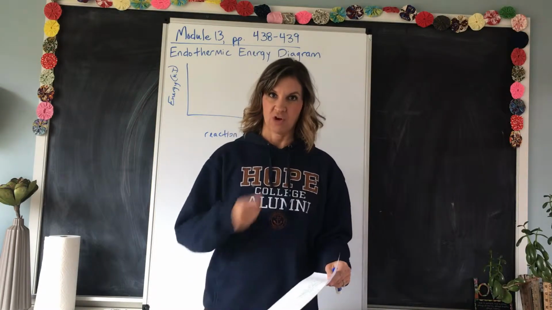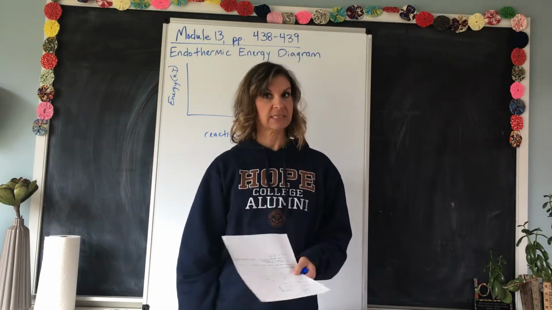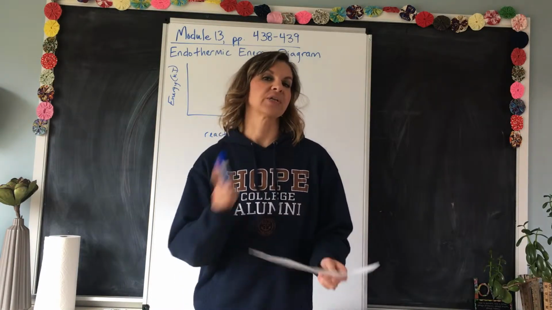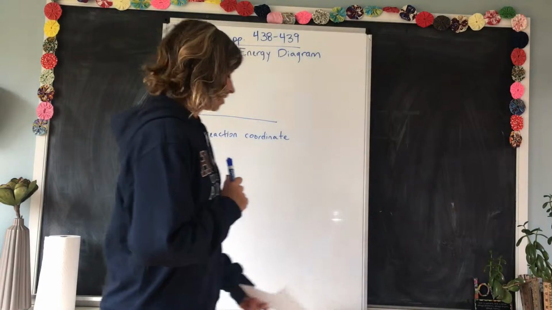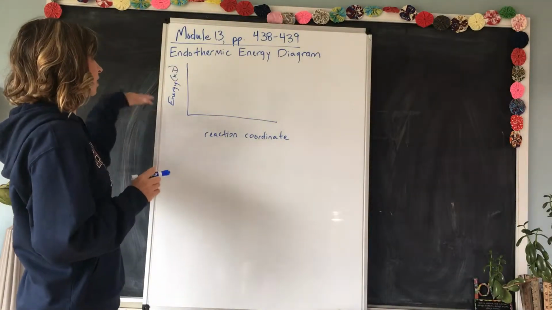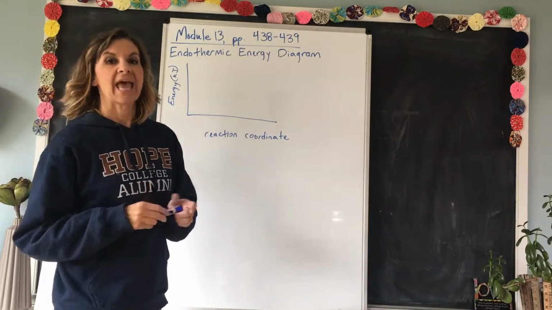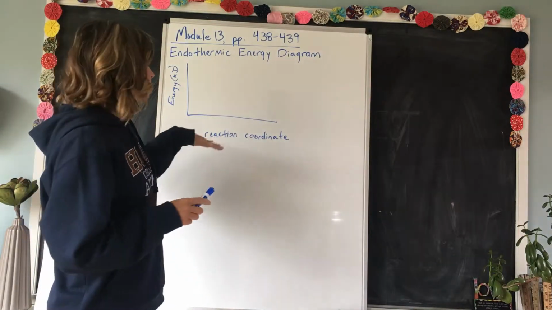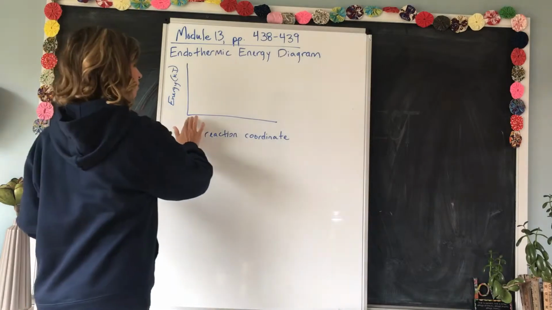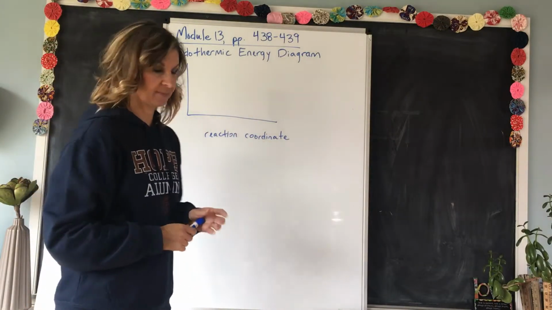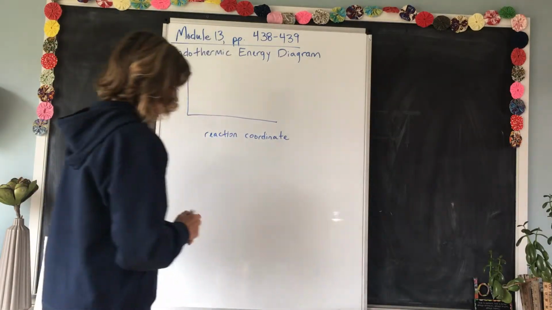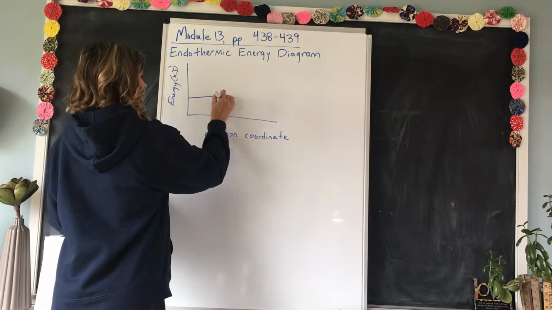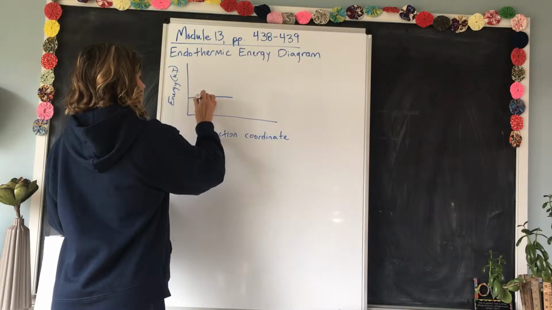Okay, so in our last video, we learned about energy diagrams, and we put an exothermic energy diagram into your notes. So now we're going to do an endothermic energy diagram. So I have it set up here. Remember, the y-axis is the energy in kilojoules, and the x-axis is the reaction coordinate, or in other words, how the reaction is progressing, or as it progresses. Okay, so for this one, let's say the reactants start down here. Okay, so we'll put reactants.